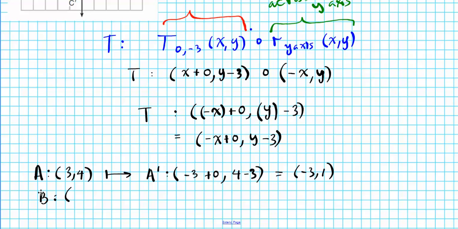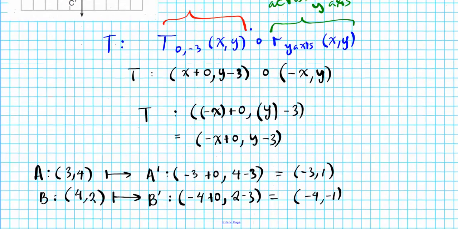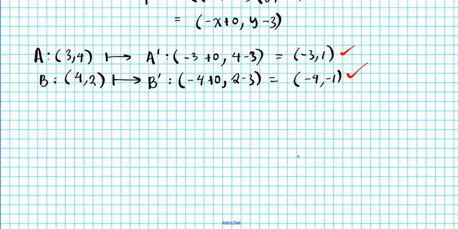And then B, 4, 2. If we carry out our composite transformation on B, that takes us to B prime. So you're going to take negative 4, the opposite of the x coordinate, add 0. And then you subtract 3 from the y coordinate, so 2 minus 3. If you do your calculations, you end up with negative 4, negative 1. So are those the points for A prime, B prime? Yes, they are. Check, check. Okay, so this shows that what we stated earlier is in fact true.